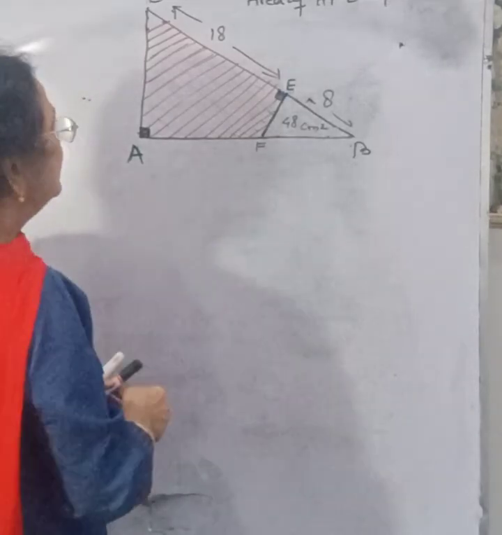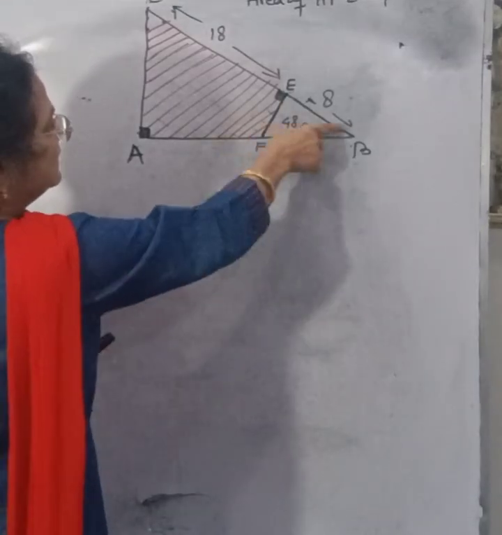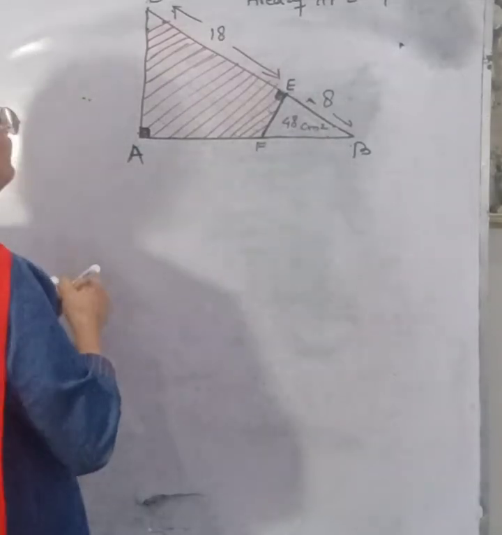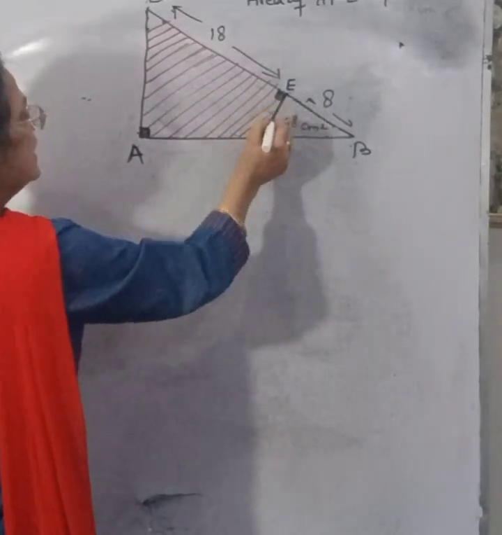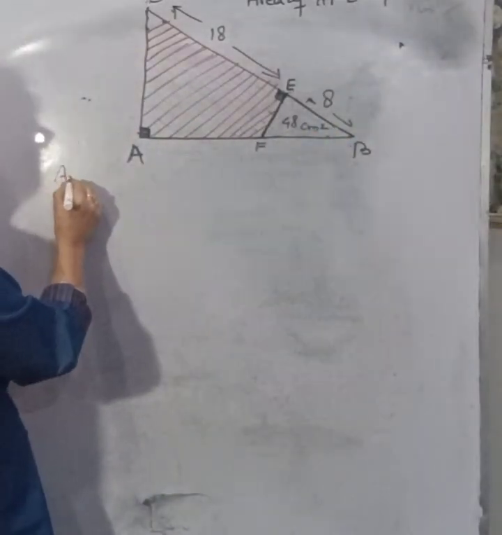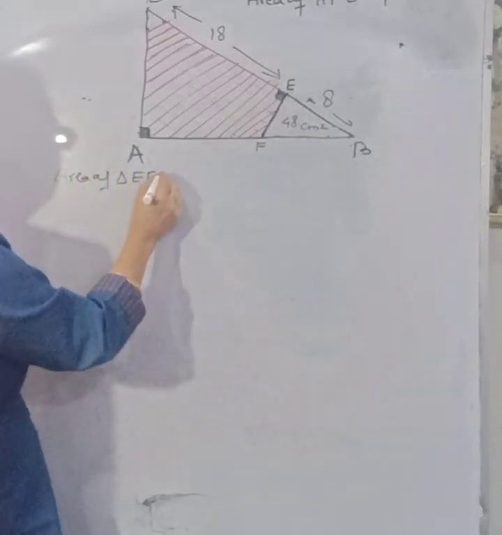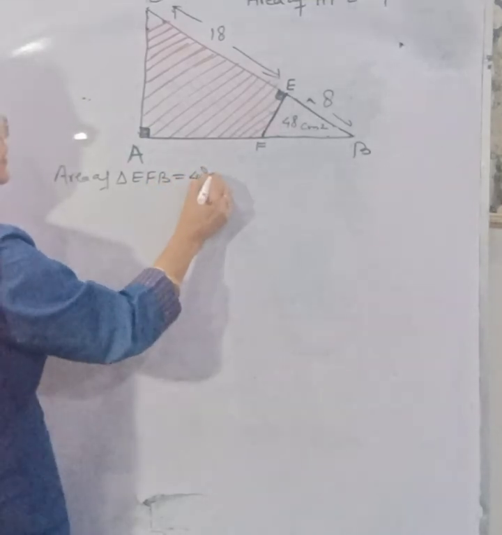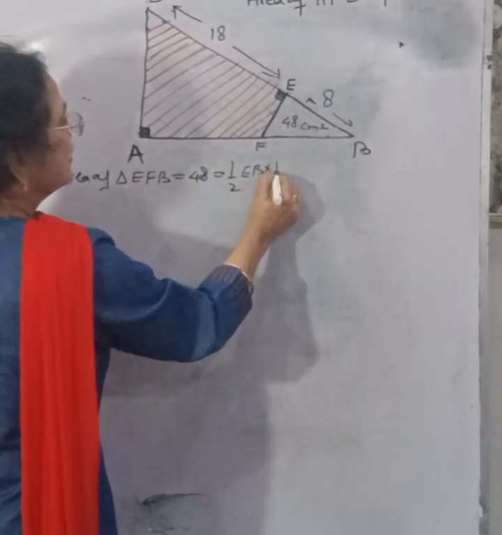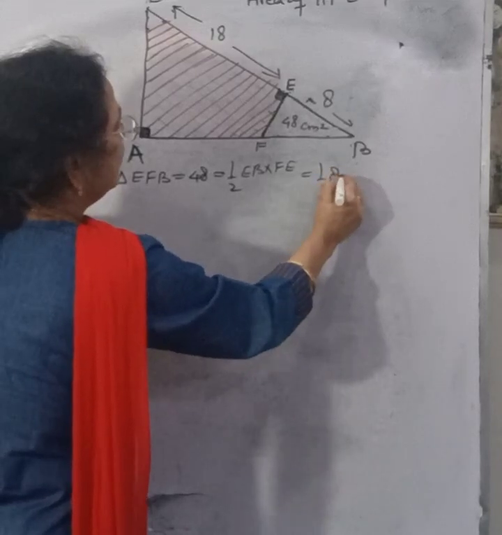of the red region. First of all, the area of FEB is already known to us, and this base is also known to us, so that we can say that this length EF can be obtained because this is 90-degree angle. We are given the area of triangle EFB, which is equal to 48. This will be 1 by 2 base into EB into FE. That is 1 by 2 into 8, already given to us.